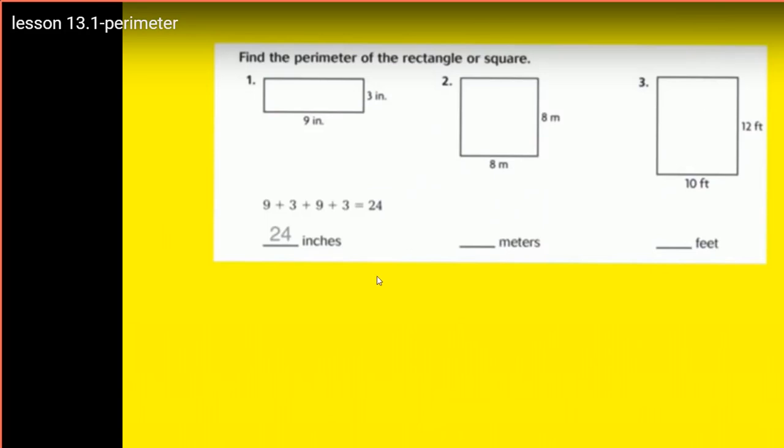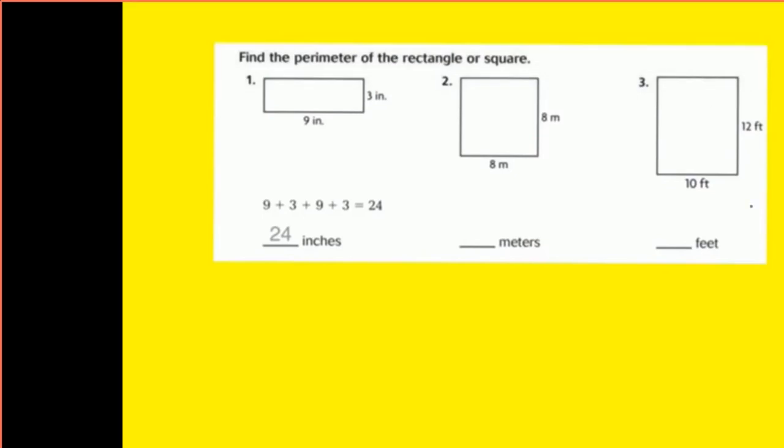Okay, let's see. It's in your Go Math book. Go ahead and turn to page 247, and we're going to look at problems 1 and 3. That's right, we're only going to do the odd problems tonight. So go ahead and put a nice big star on number 1 and number 3. Those are going to be the ones we're completing today on the video.